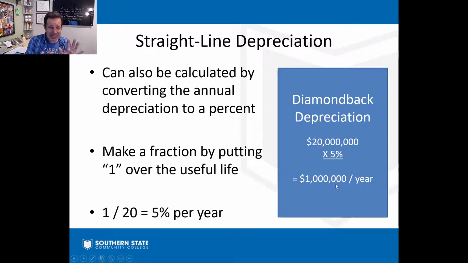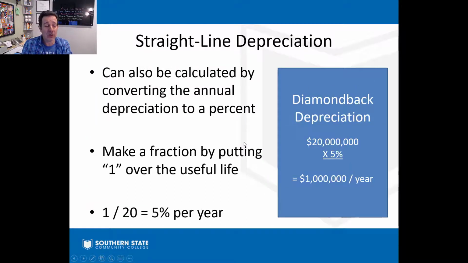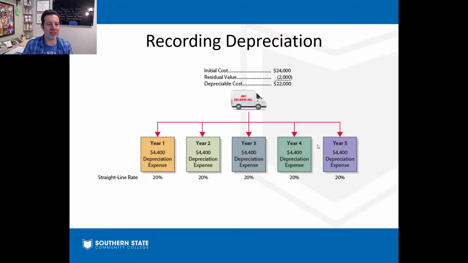So there are really 2 ways we can calculate straight line. We can do it by taking the little formula here, cost minus residual value, divided by the useful life, or we can make it a percentage. Take the useful life, put that on the bottom of a fraction, put 1 on top to make a percent, and then take that and multiply it by the depreciable cost. Either way gets you where you need to be.